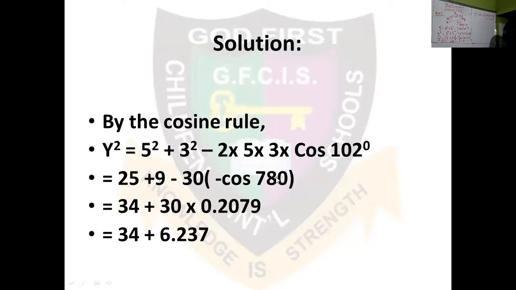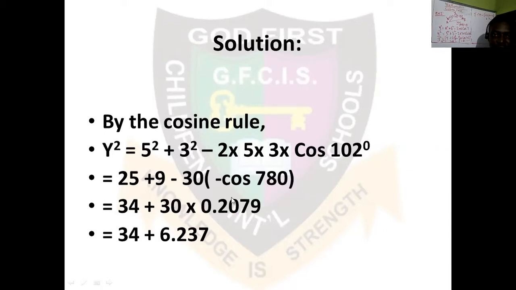See what I'm saying? They use 78 degrees, not 780, 78 degrees. So 30 times minus this. They use the quadrant method: 1 minus cos (180 minus what?) 102. You got 78, so the answer will give you a negative number. That's why this minus times minus turns to plus here. Then 30 times whatsoever the value has given you.